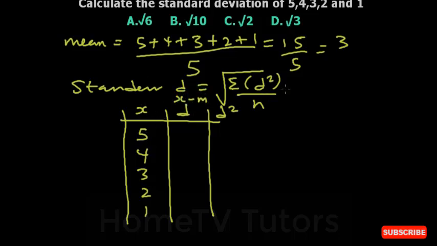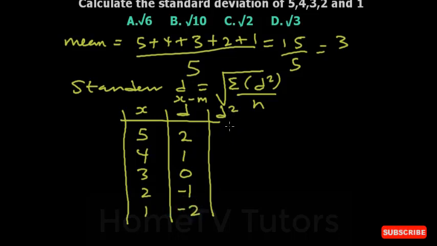Sorry, not median, mean. The mean is 3. So 5 minus 3 gives us 2. 4 minus 3 gives us 1. 3 minus 3 gives us 0. 2 minus 3 gives us minus 1. 1 minus 3 gives us minus 2.